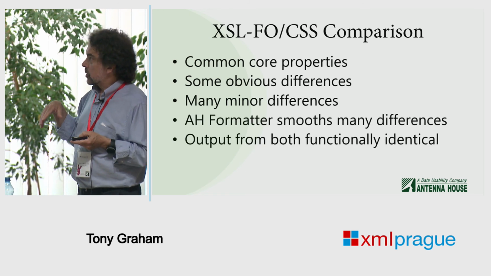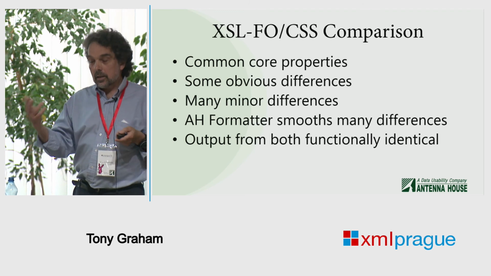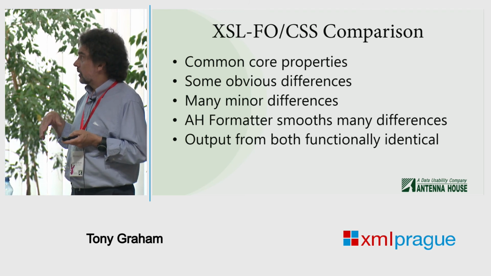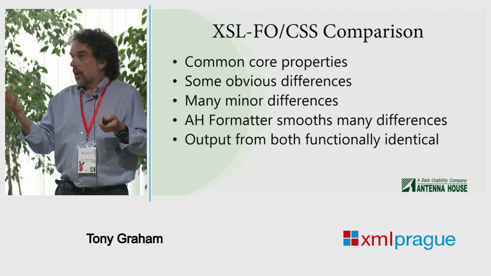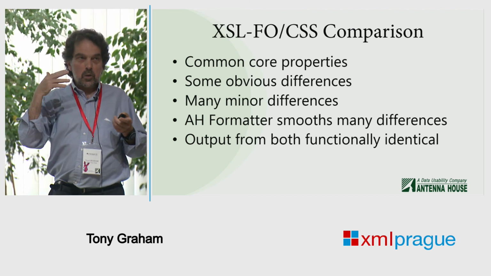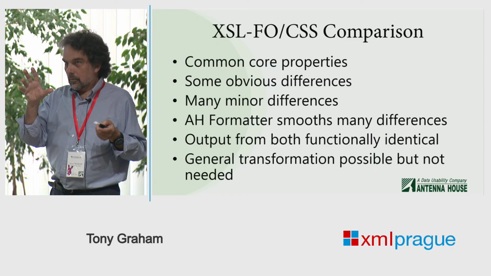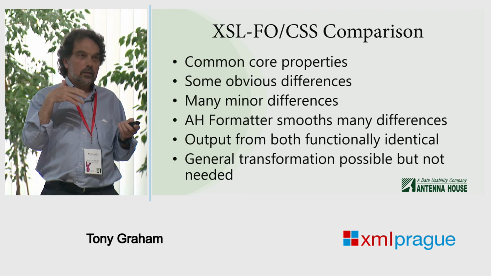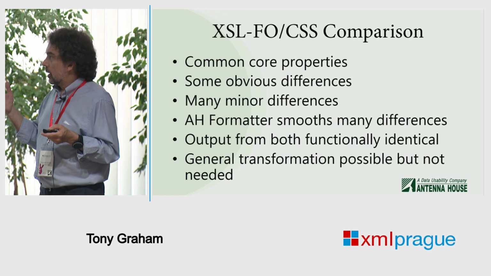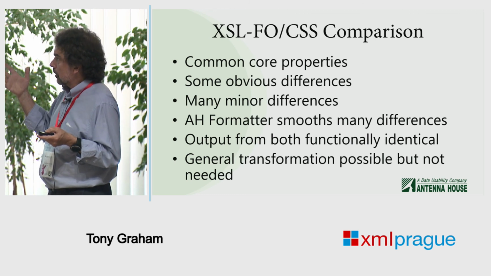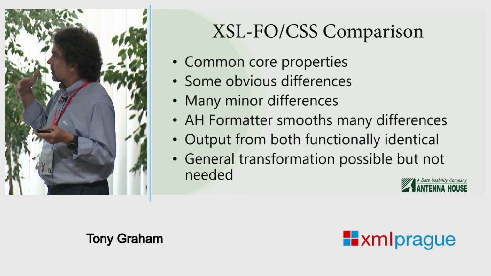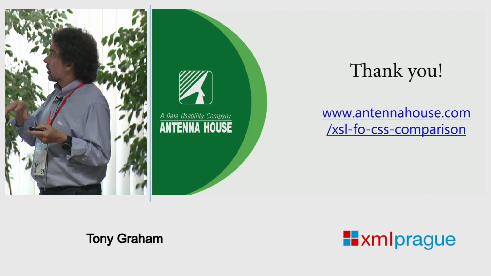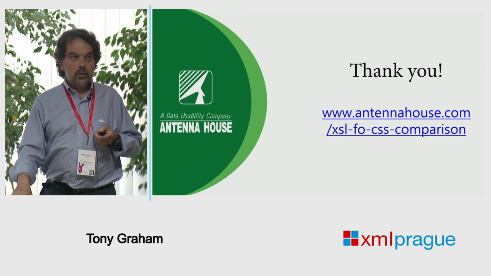AH Formatter smooths out many of the differences because a lot is implemented for the other. And as you saw, it's possible to produce output which is functionally identical using either XSL-FO or CSS. You could make a general transformation that does this. I mean, Oxygen has a product which will do this. But as I said, I don't particularly need to do it to solve my need. So there's the URL, and thank you for your time.